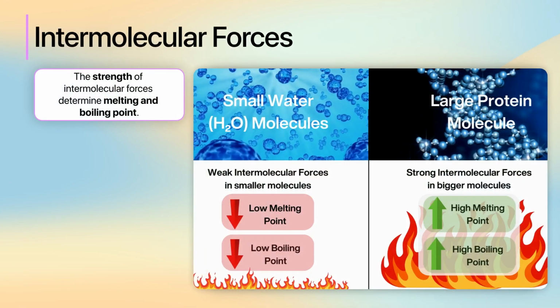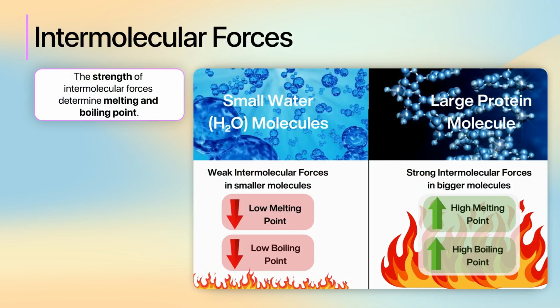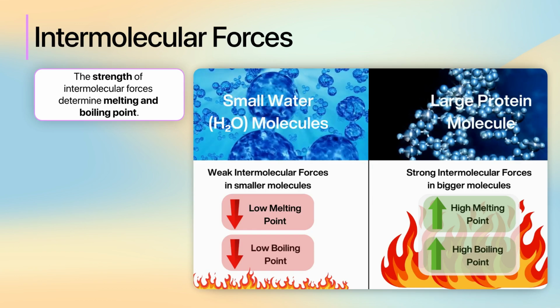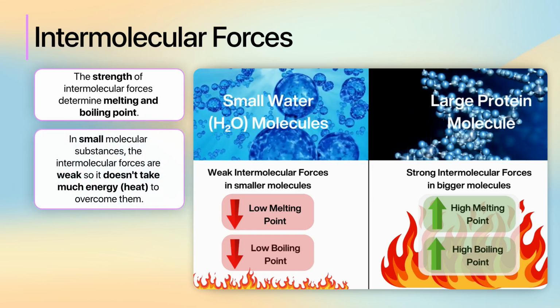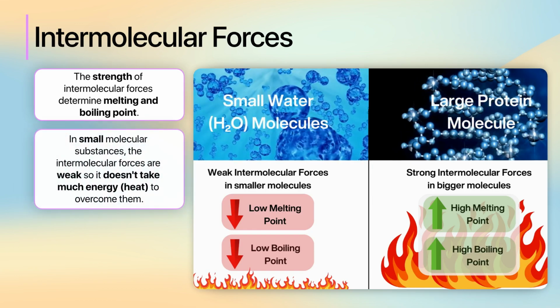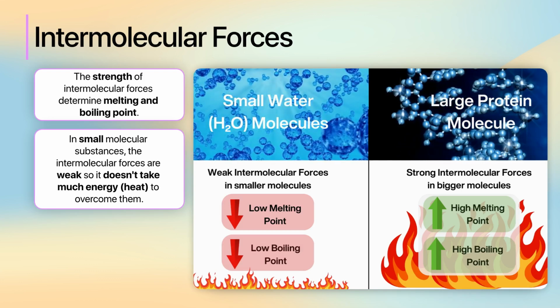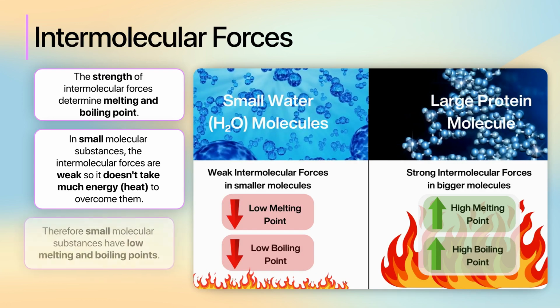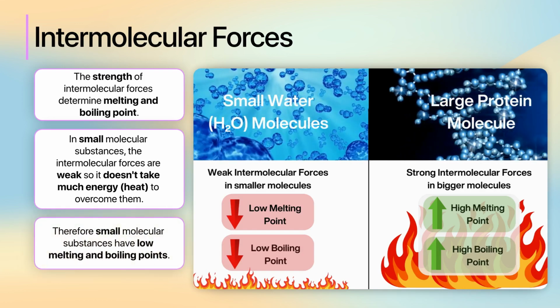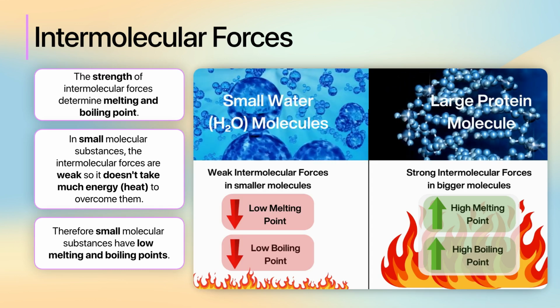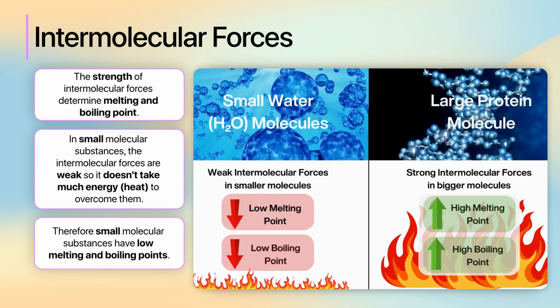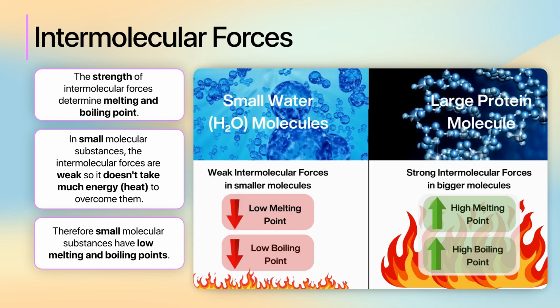The strength of intermolecular forces in a substance determines its melting and boiling points. In small molecular substances, the intermolecular forces are weak, so it doesn't take much energy in the form of heat to overcome these forces. As a result, they have low melting and boiling points, as relatively little energy is needed to break the forces and change the substance's state.